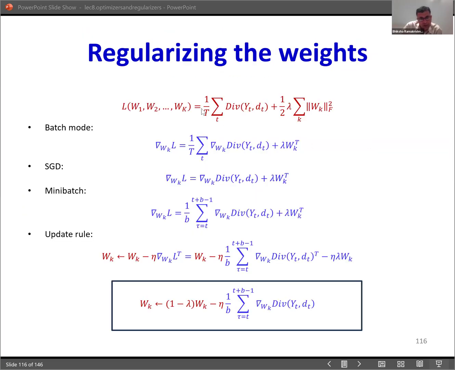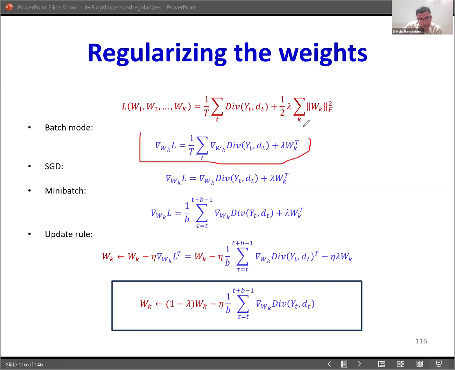So here's what we have. The new loss is the average divergence plus half of lambda times the squared norm of the weights. So when I take the derivative of this loss with respect to any weight, you get the usual divergence term, the usual loss term, which is the average of the derivatives of the divergence, plus lambda times the derivative of this with respect to W, which is going to be, the 2 comes out, 2 and 2 cancel out, lambda times WK. So is this making sense?